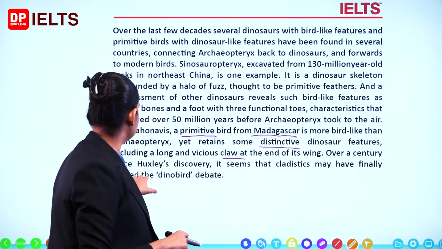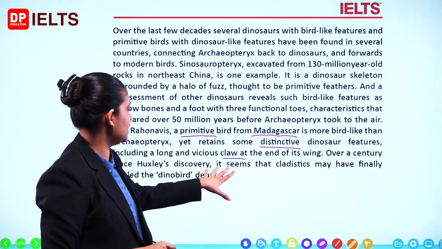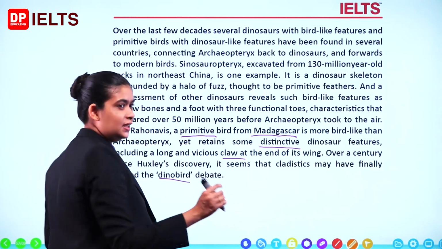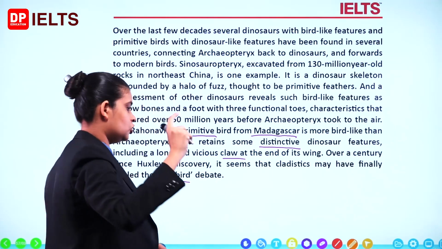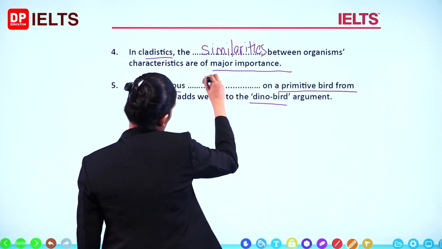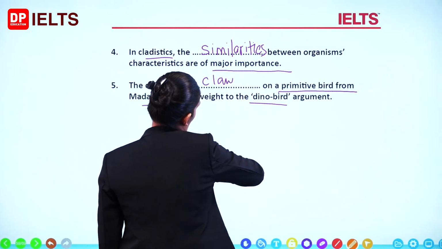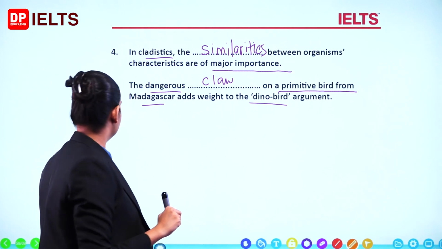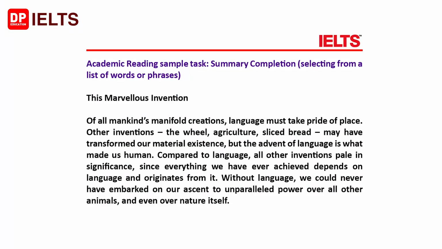Over a century since Huxley's discovery, it seems that cladistics may have finally settled the dino-bird debate. So what did it have? A very long and vicious claw. Dangerous claw on a primitive bird. Alright, so there we have our answers.